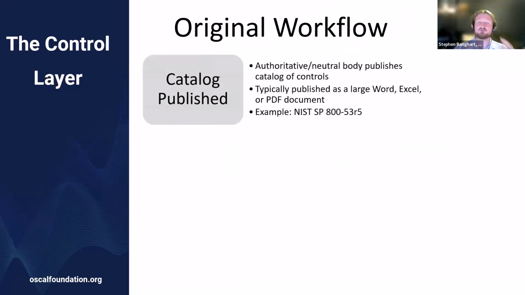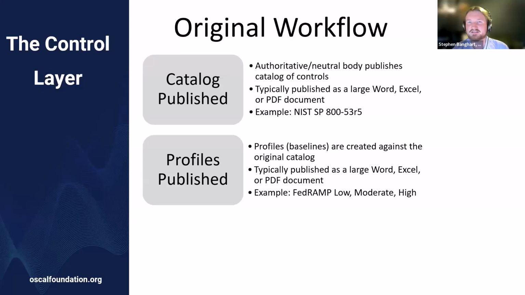So in the original workflow that many of us are familiar with today, a catalog is published by some authoritative or neutral body, typically as a large Word, Excel, or PDF document. Most of us are familiar with the catalog that drives a lot of our regulatory frameworks and compliance activities, which is NIST SP 800-53.